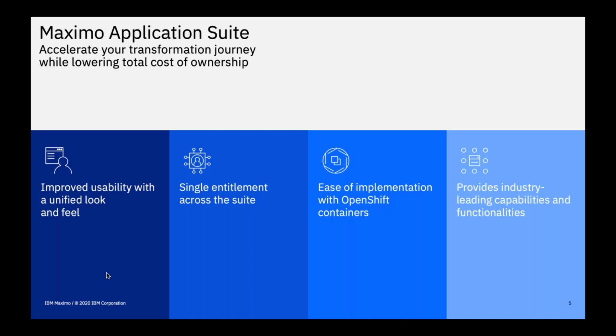We also tried to ease the implementation by utilizing OpenShift containers. This gives you the ability that if you want to bring it up on-prem and then eventually move to AWS, you have that choice. It's all containerized. You just move your containers over. And we also obviously want to provide our industry-leading capabilities and functionality across EAM and across APM for you to utilize.